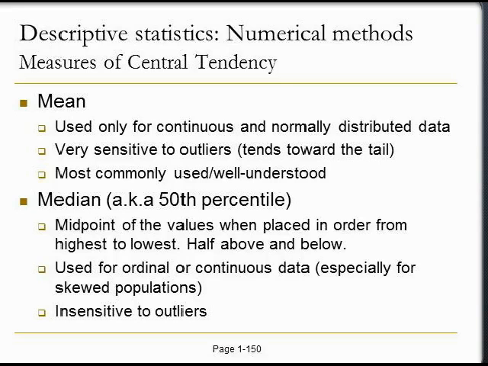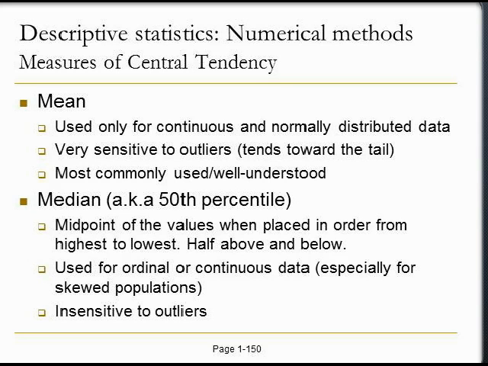From pictures now to numbers in terms of how we describe data. The first numerical method that we'll talk about is measures of central tendency. And there are three measures of central tendency. The two most commonly used in the biomedical literature are shown on this slide, the mean and the median.